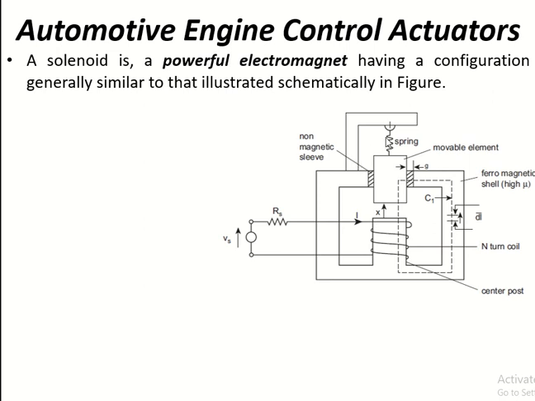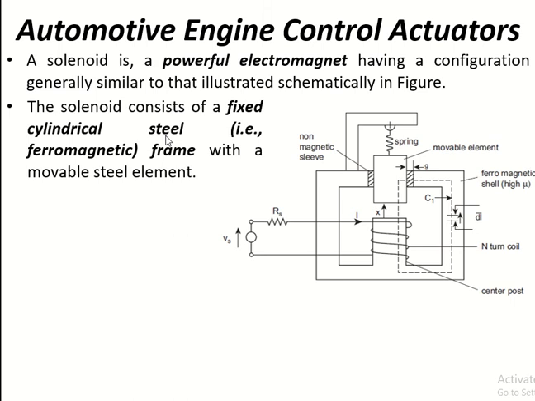Here you can see a spring, a movable element. These are non-magnetic sleeves. This is a ferromagnetic shell, and this shell has N number of turns of coil, and this is the center post. X is the distance between this movable element and the center post.